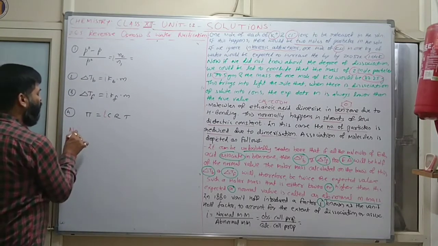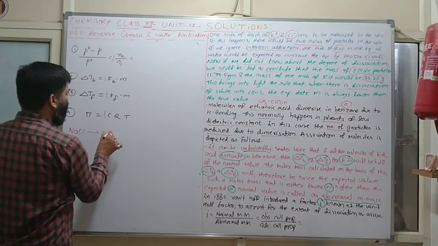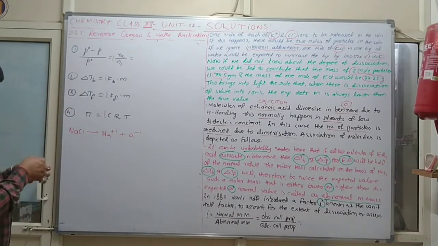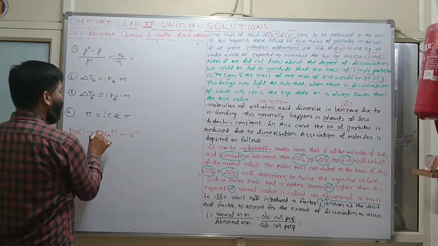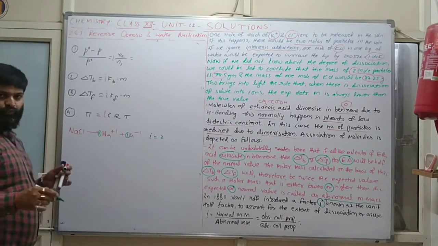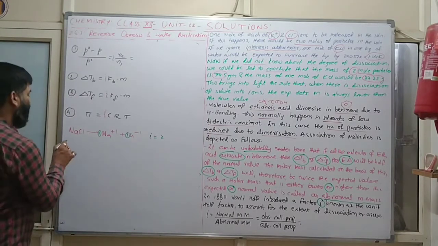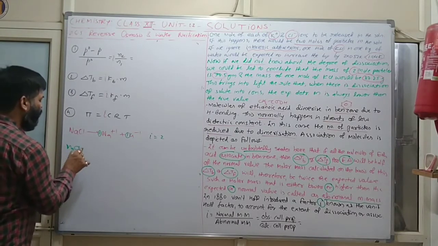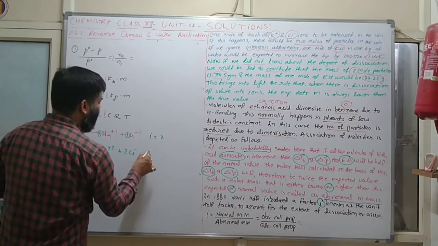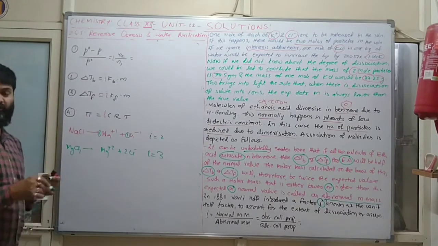For example, this is NaCl, Na plus Cl minus. So before Na and Cl, here means 1 and 1. So therefore, the i value will be 2. Clear? Similarly, in the case of magnesium chloride, Mg 2 plus and 2 Cl minus, here the i value is equal to 3.